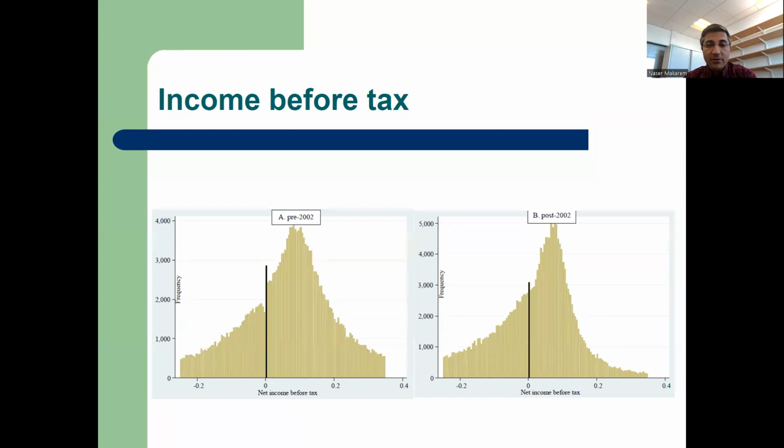We also did the same thing for income before tax. So we see the distribution of net income before tax pre 2002 and post 2002. And again, for the pre 2002, there is a clear discontinuity, while after 2002, there is no discontinuity in the distribution of income before tax.